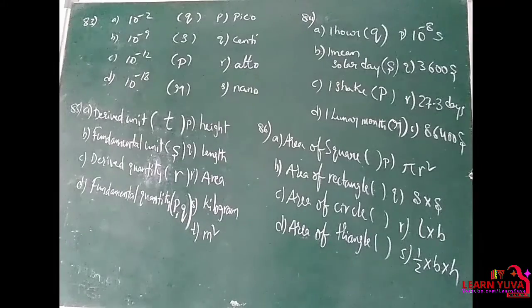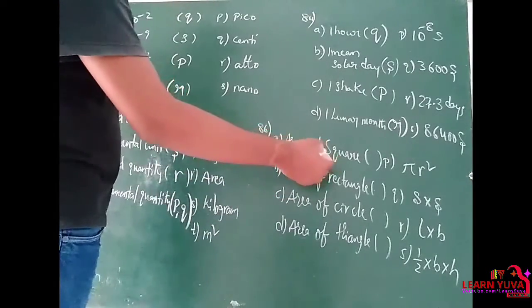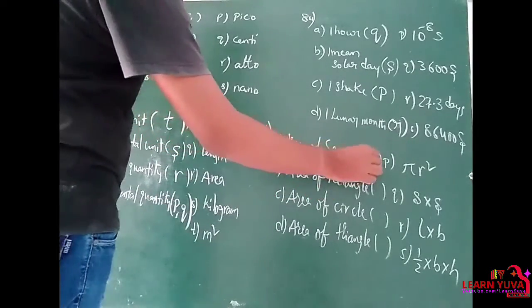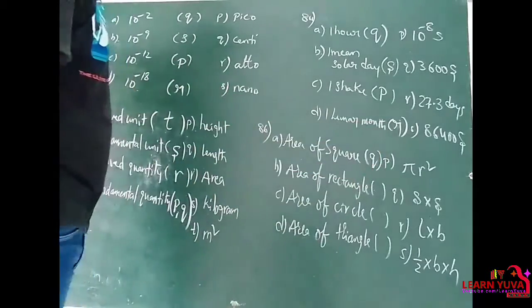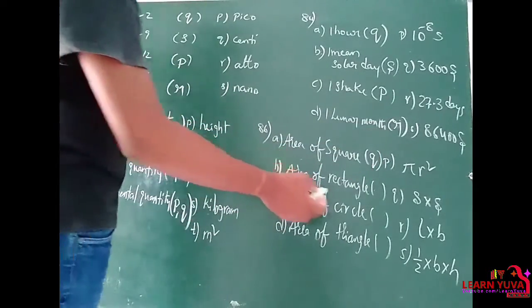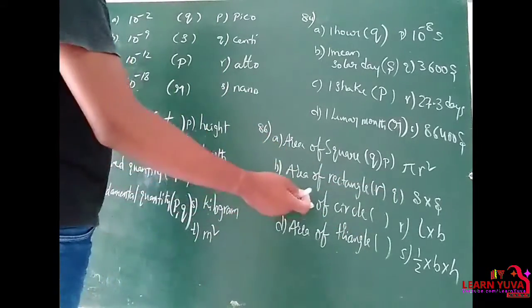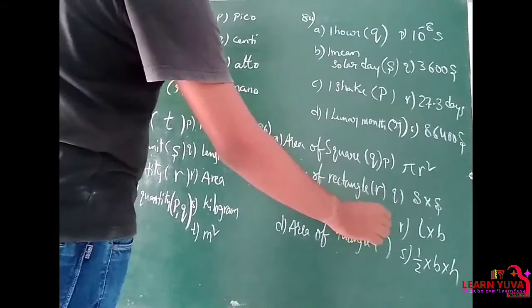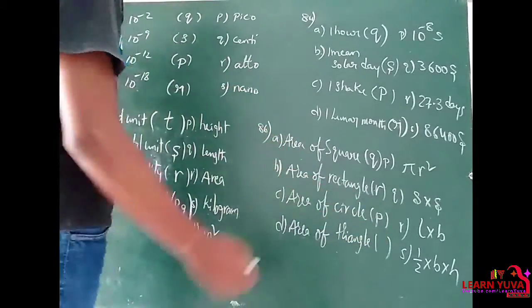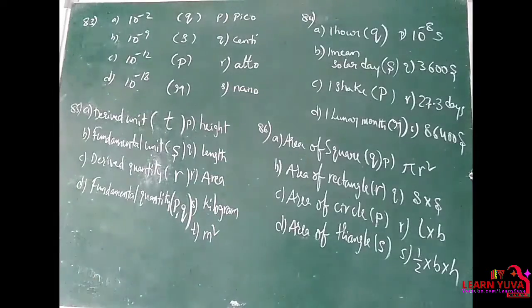Here. Next, area of a square. Square, all the sides are equal, so area can be obtained by multiplying side into side, q. Area of a rectangle, opposite sides are equal, so length into breadth, r. Area of a circle, pi r square, p. Area of triangle, half bh, half into base into height. That's it.